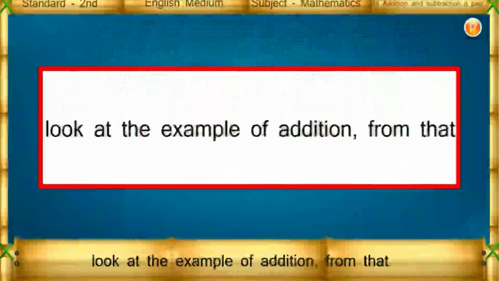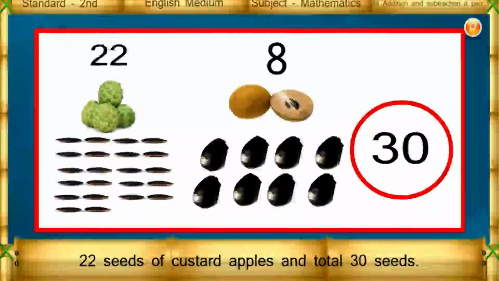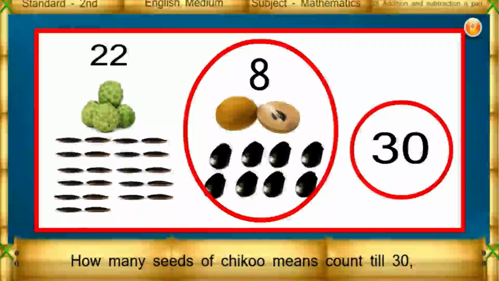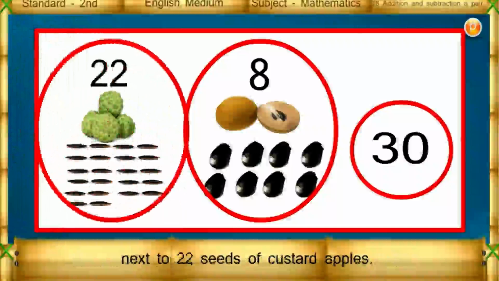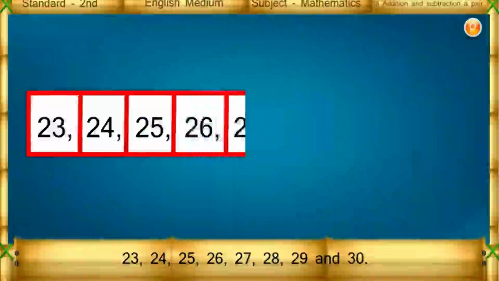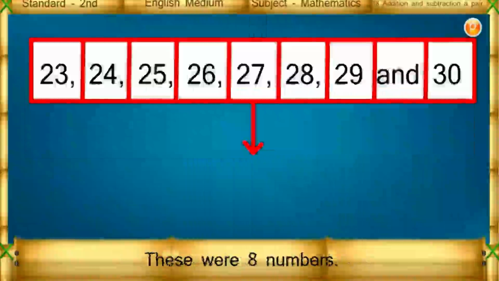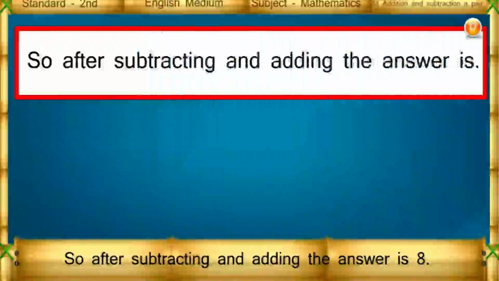Now let's look at the example of addition. What is given? 22 seeds of custard apples and total 30 seeds. What is asked? How many seeds of chiku, which means count till 30 after the 22 seeds of custard apples. 23, 24, 25, 26, 27, 28, 29 and 30. There were 8 numbers. So, after subtracting and adding, the answer is 8.